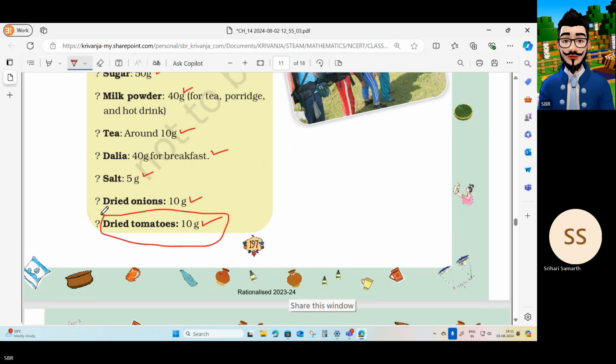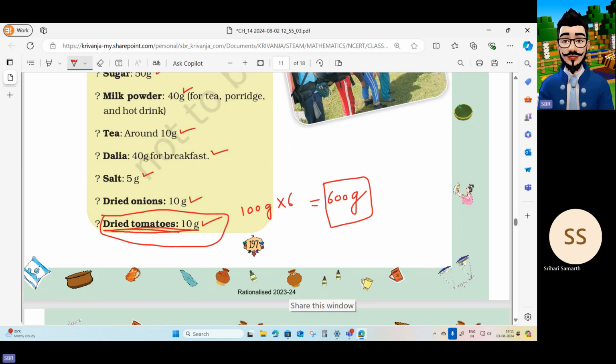look at this one. Each person requires 10 grams of dried tomatoes every day. Per person, and there are 10 persons, so 10 into 10 is 100 grams per day of dried tomatoes for 10 people. We have 6 days, so 100 into 6 is 600 grams. They need 600 grams of dried tomatoes.